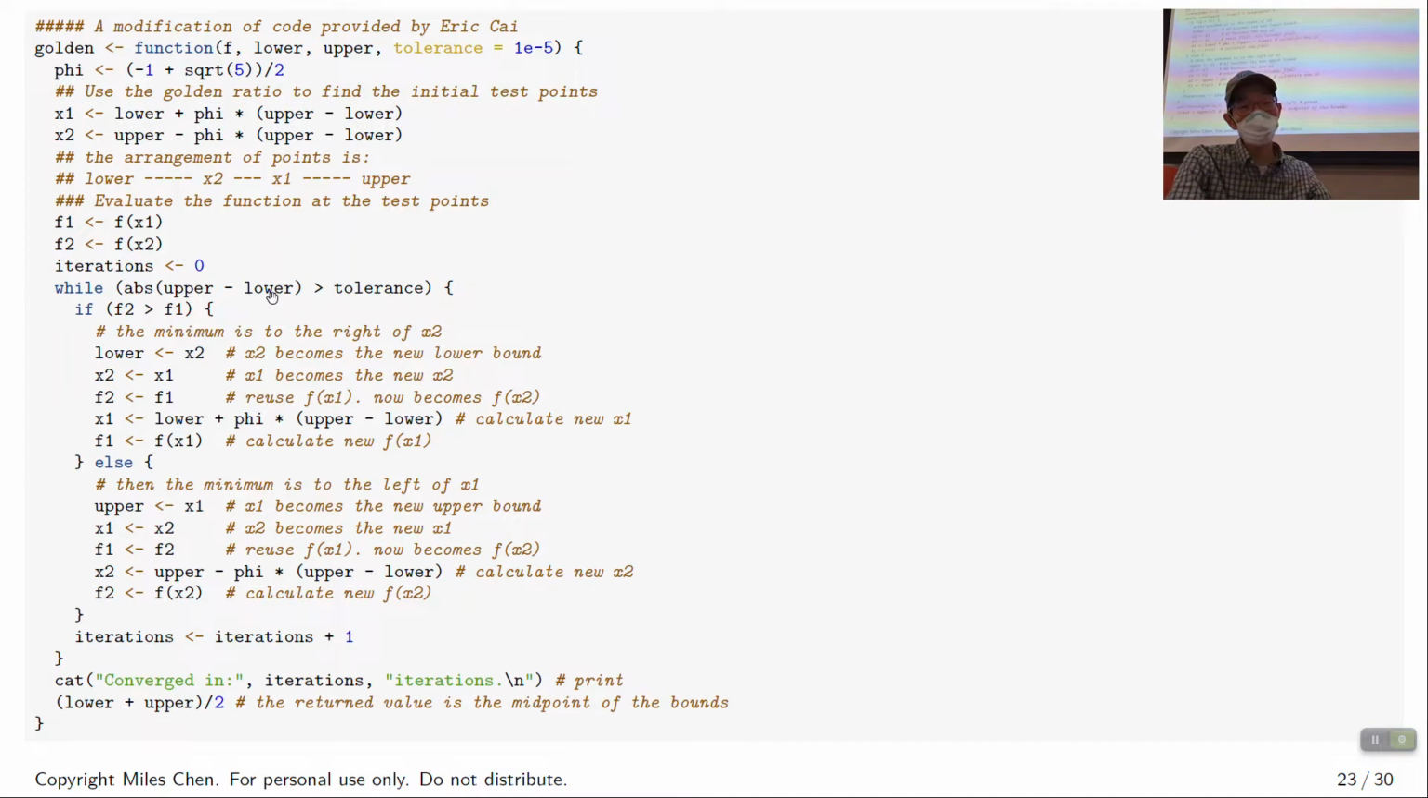We're going to keep going until the difference between the upper and the lower bound is less than some tolerance. And then we'll quit. We'll print out converged and the number of iterations. And then the estimated value that we will report will just be the midpoint of the lower and upper bounds.